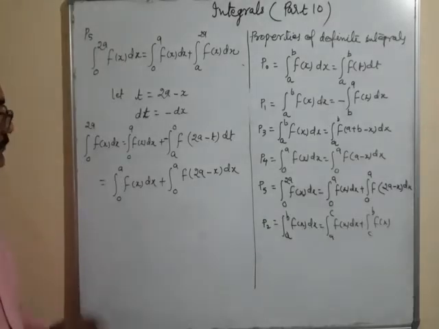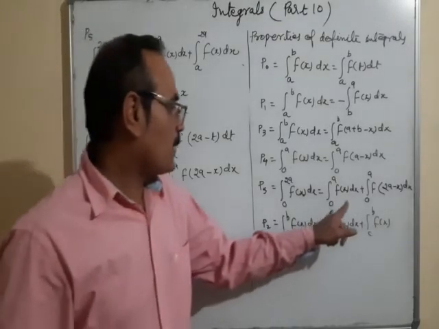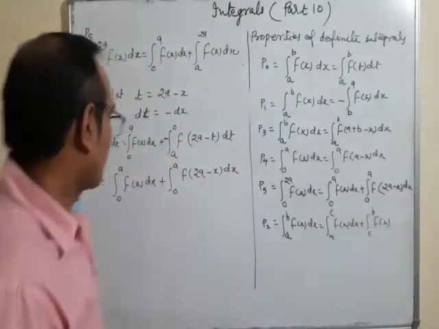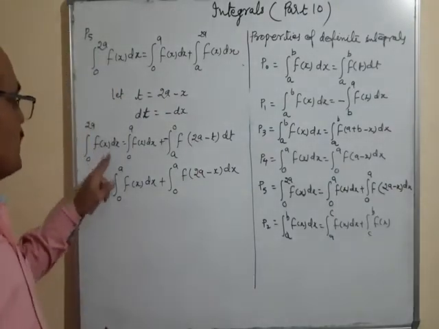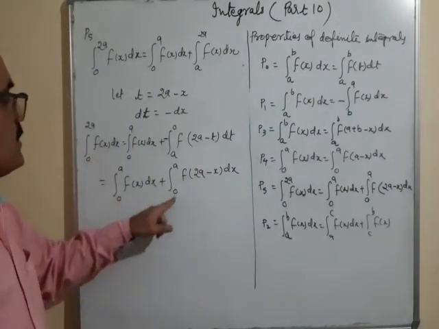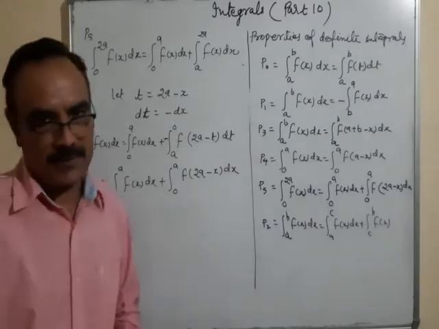Okay, so that is property number 5. The integral from 0 to 2a of f(x) dx is equal to the integral from 0 to a of f(x) dx plus the integral from 0 to a of f(2a minus x) dx. Okay.